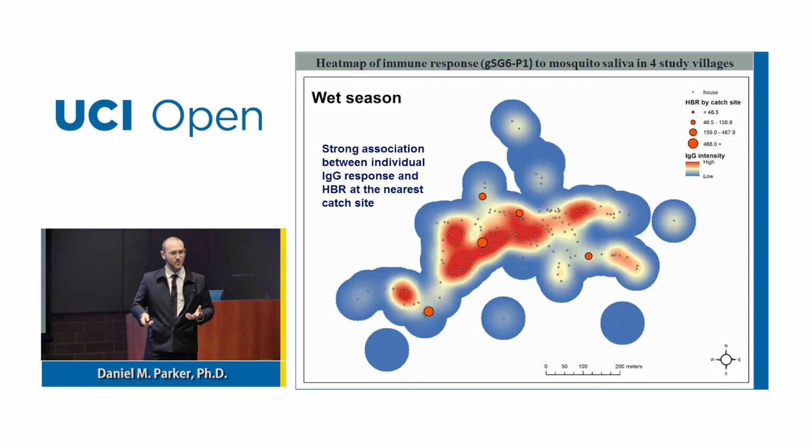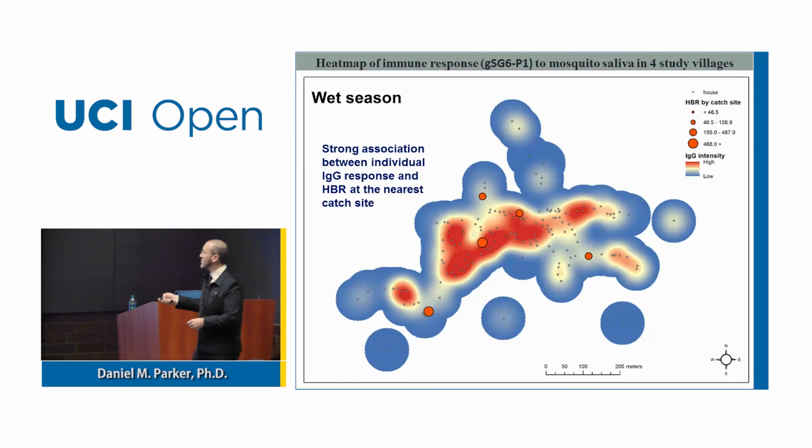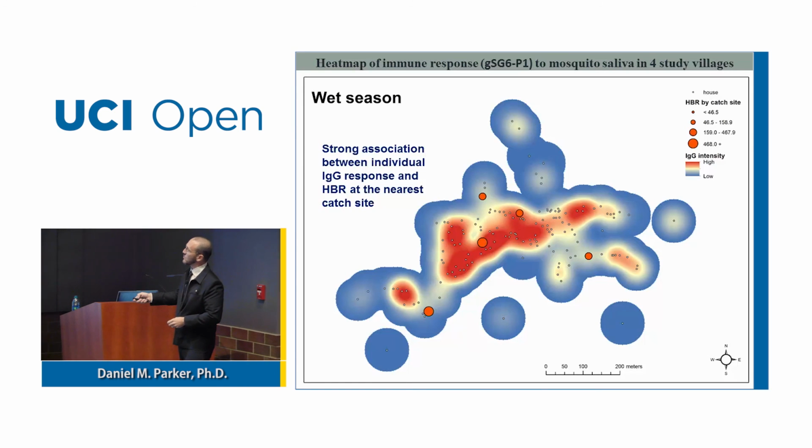It seems kind of obvious, but if you go back to the dogma that all the malaria is happening in the forest, and the fact that we're catching mosquitoes in the village with malaria parasites in them too, then it's at least probable that some of the transmission is occurring within the village. The other takeaway from this is that you can see that it's relatively widespread, these hot spots of Anopheles bites.